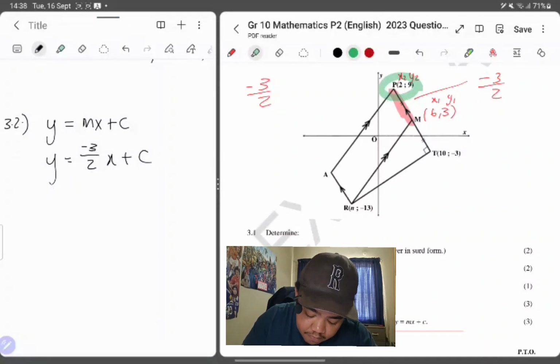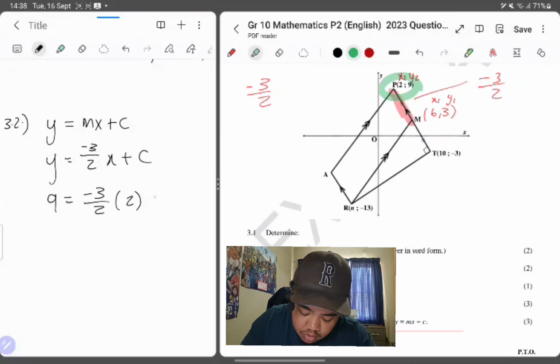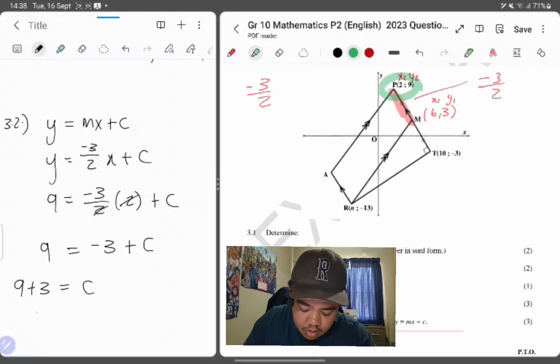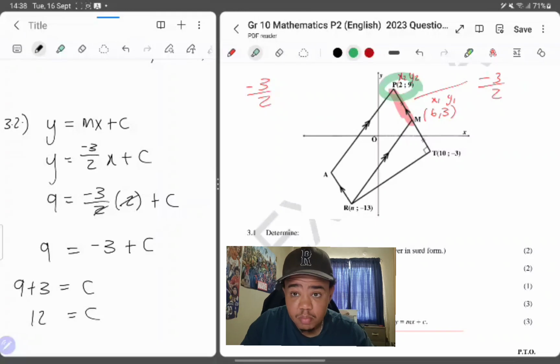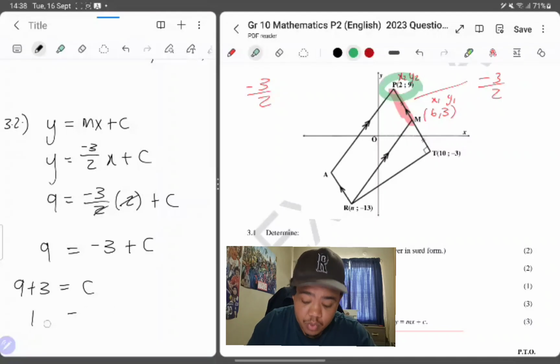The y value for P is 9. The x value for P is 2. Right, let's work this out now. This will cancel out with each other. Bring the 9 up, so it'll be 9 plus 3 equal to 12. There, you worked out c to be 12. But let's use the other coordinate to prove that you can use any of these points. Remember c is equal to 12.